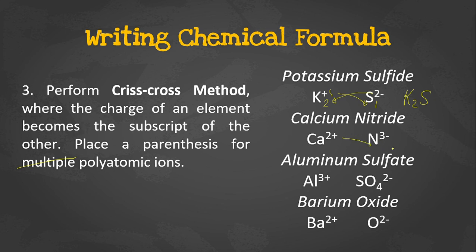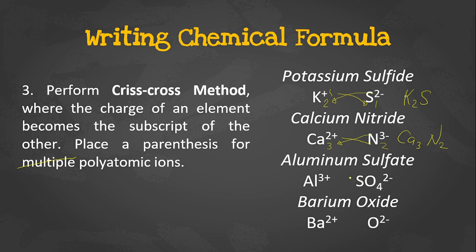Okay. So, it's 2. While yung 3, negative 3 naman ni nitrogen, becomes the subscript of calcium. So, it's 3. Therefore, the chemical formula for calcium nitride is Ca3N2.